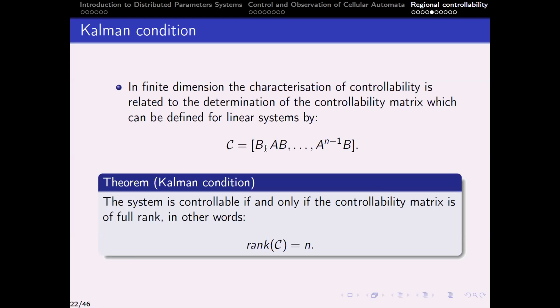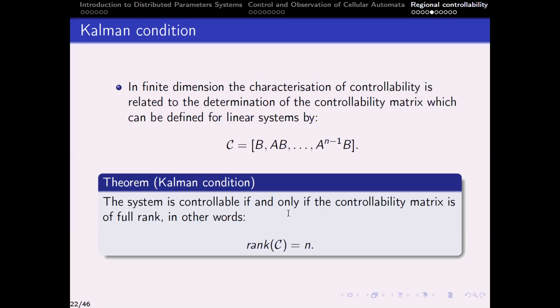Then, when we have a set of differential equations in dimension n, we build this controllability matrix, and if the rank of this controllability matrix coincides with the dimension of the system, then the system will be controllable. We will see that this condition for observability is the same.